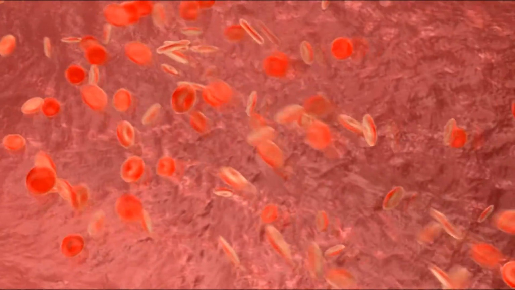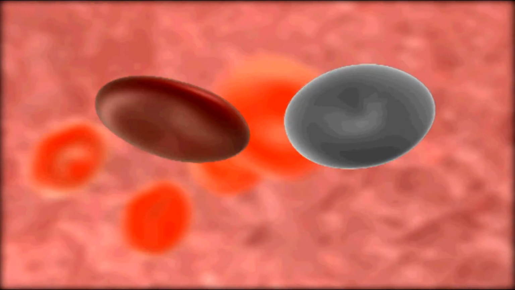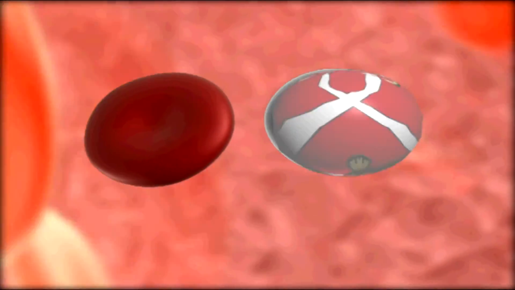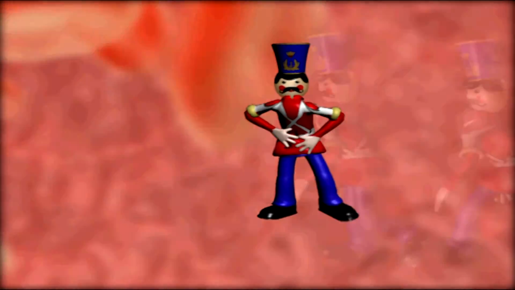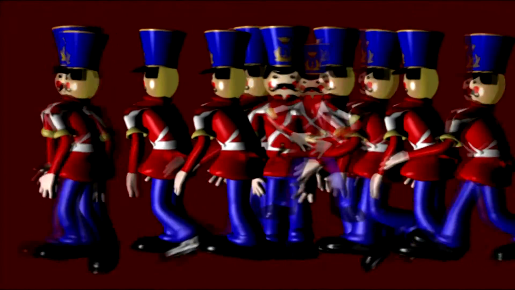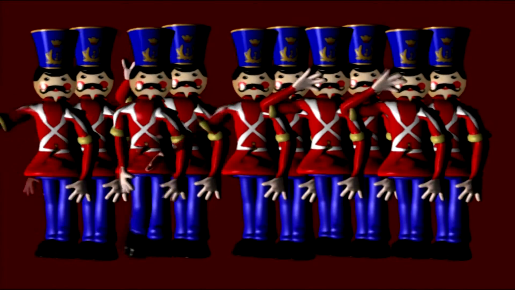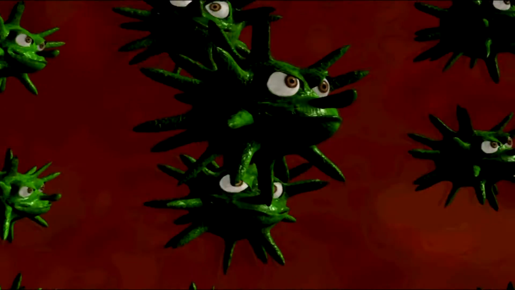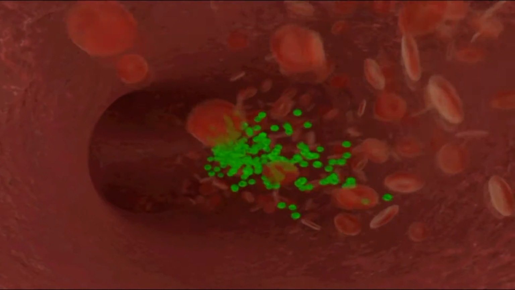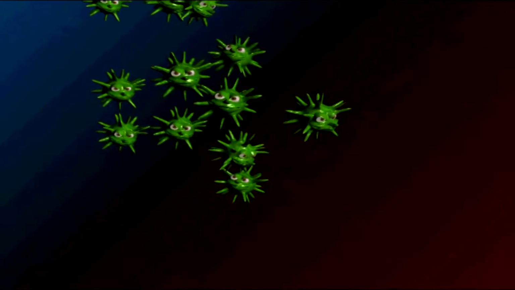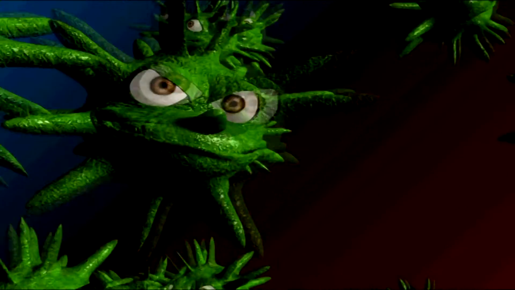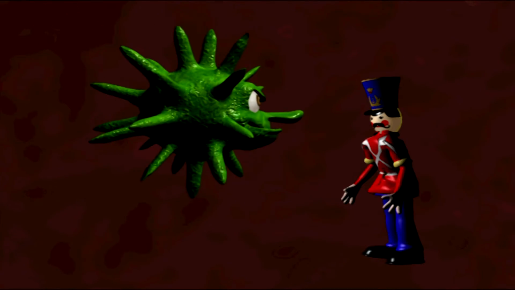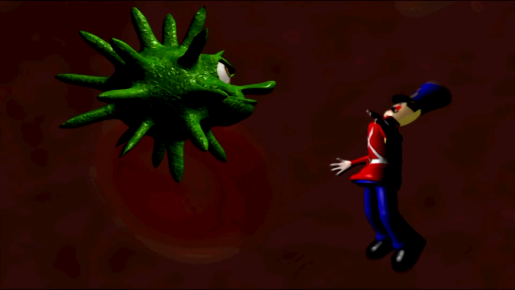In everybody's blood, there are both red and white blood cells. The red cells carry oxygen, and the white cells are the soldiers in your blood that fight infection. HIV is a sneaky virus and uses the white cells as an HIV factory to infect all the other healthy white cells and destroy them.